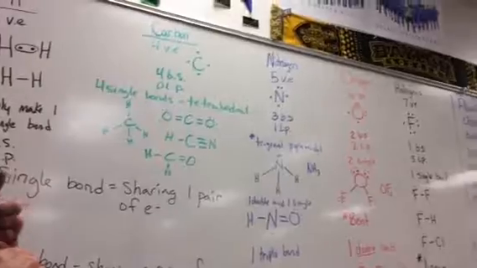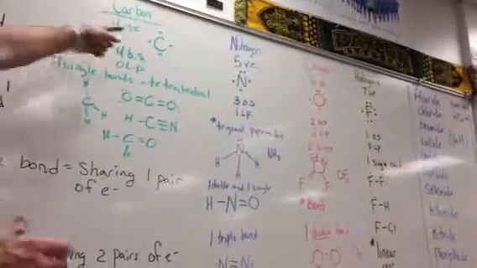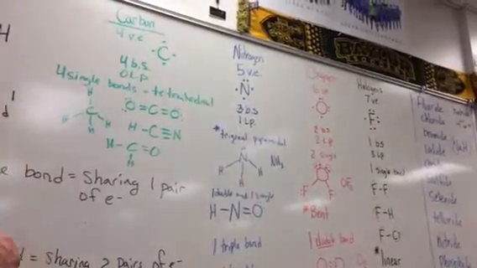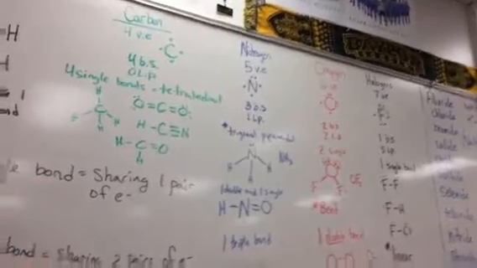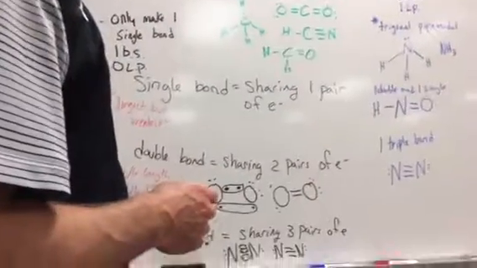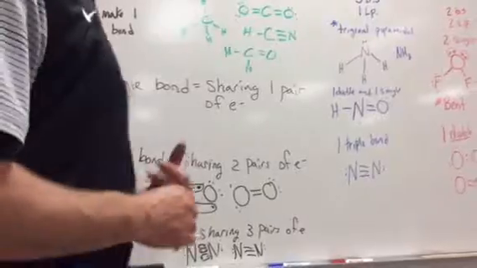Remember, those families are going to bond like each other. So carbon and silicon are going to bond the same way. And then just quick review: single bonds are longest and weakest, double bonds are middle length and middle strength, triple bonds are shortest and strongest. All right?